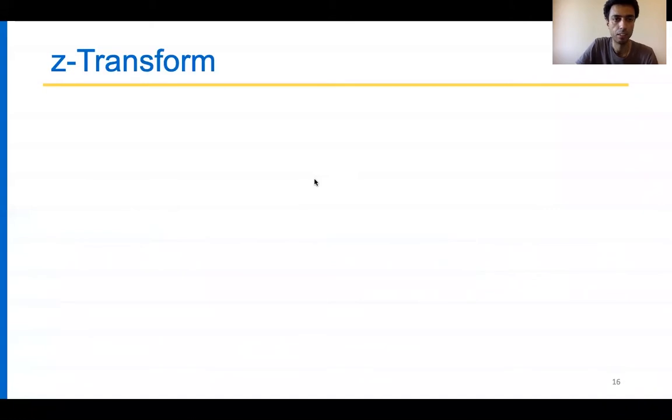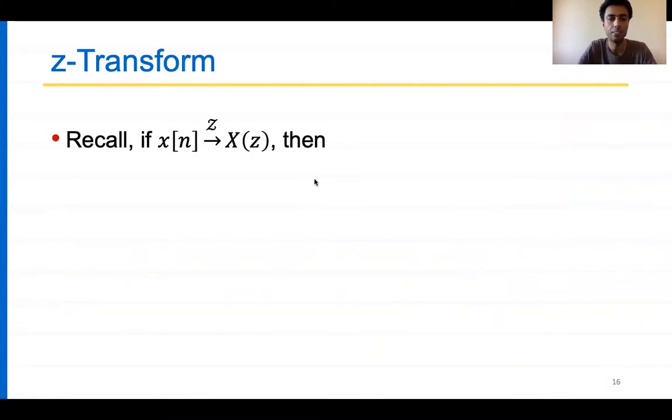Let's start with a basic definition of the Z transform. When capital X(Z) is the Z transform of x[n], then we know for x[-n], the Z transform is X(1/Z), right? So this is the basic result which we will be using to implement time reversal filtering.